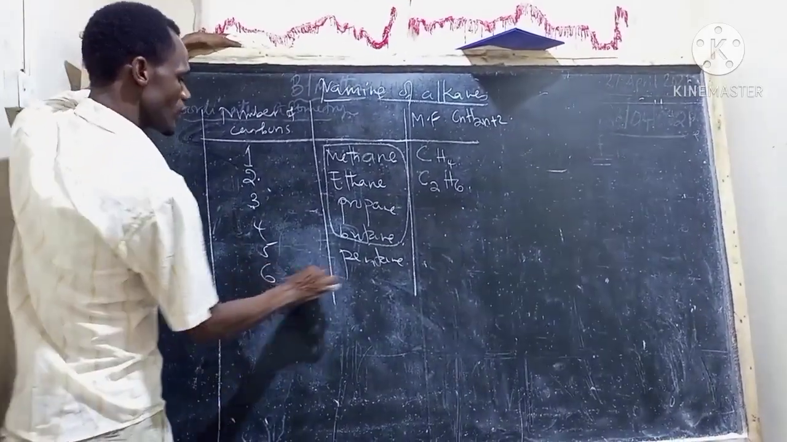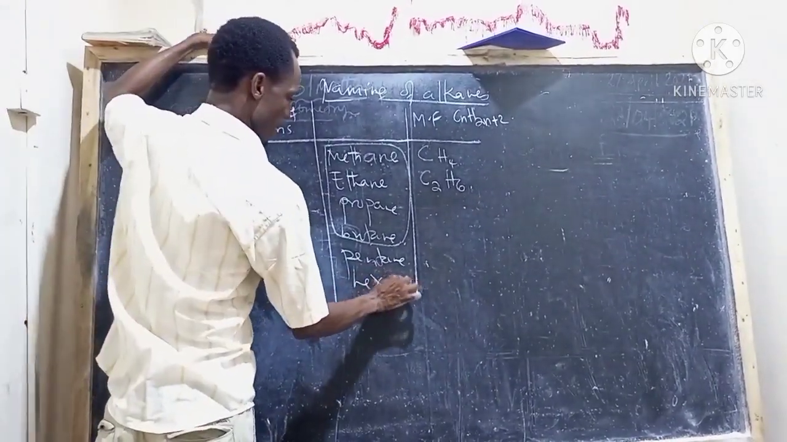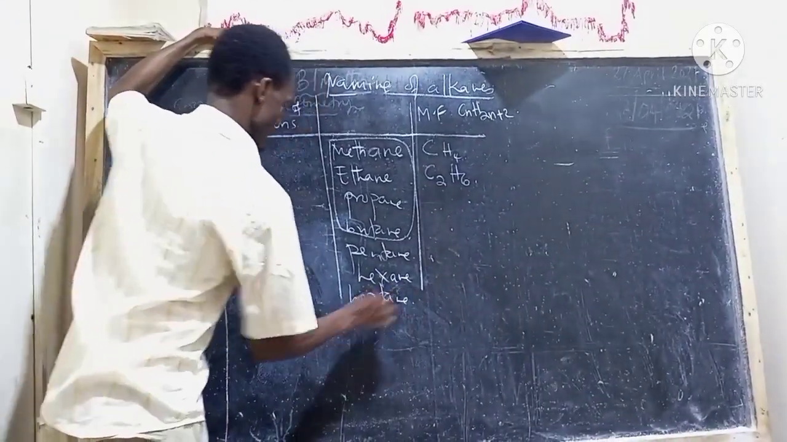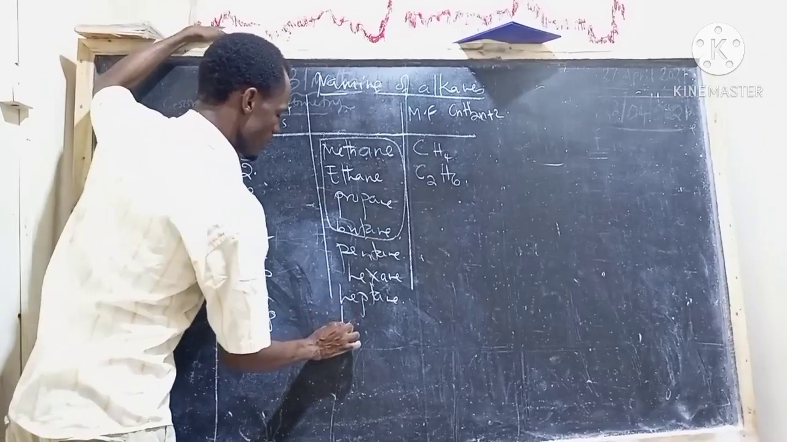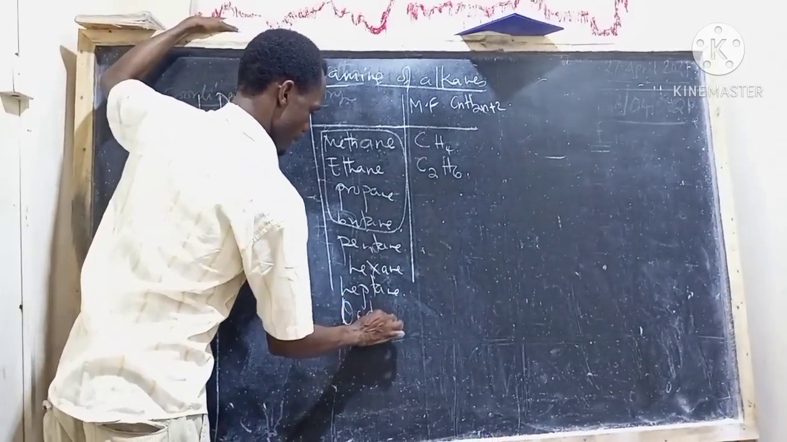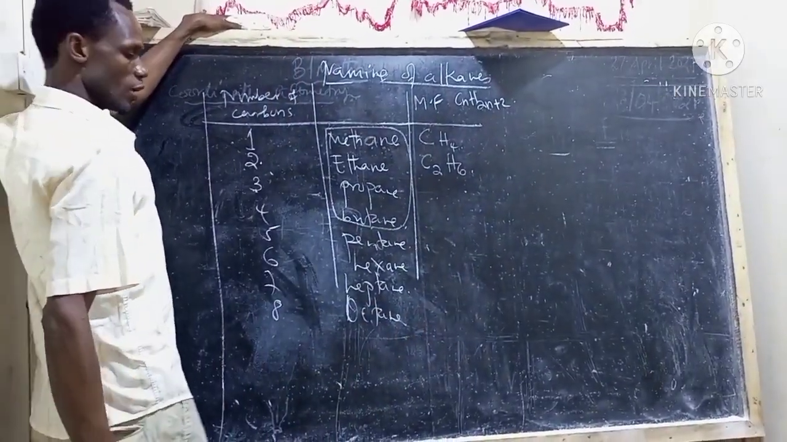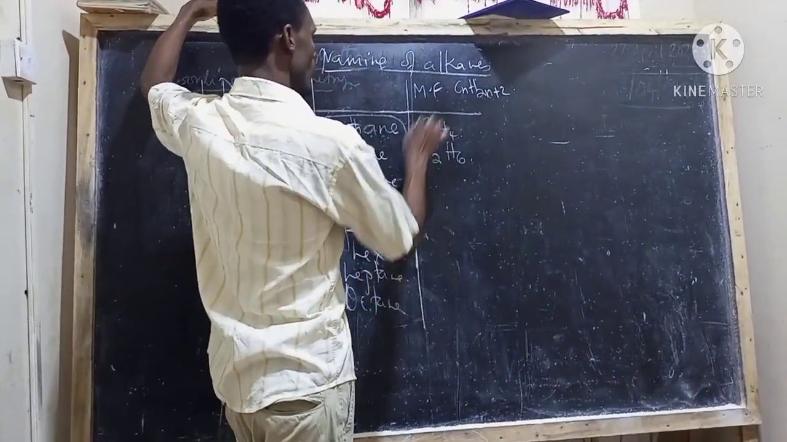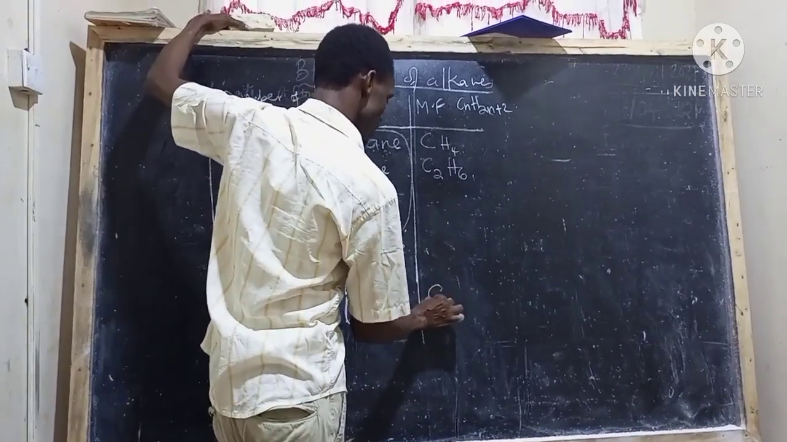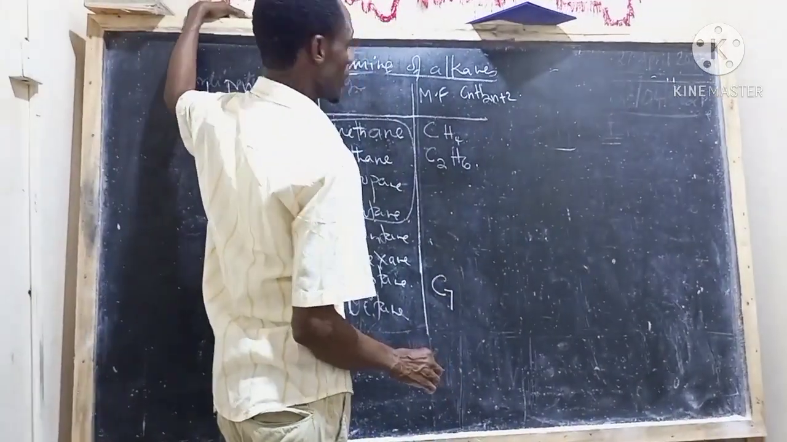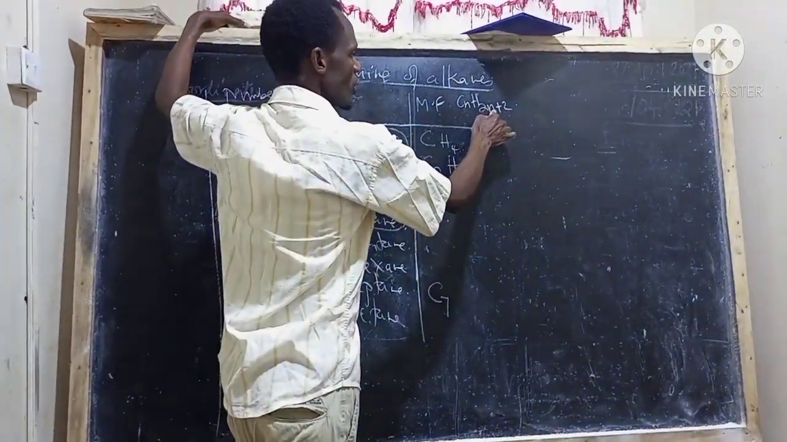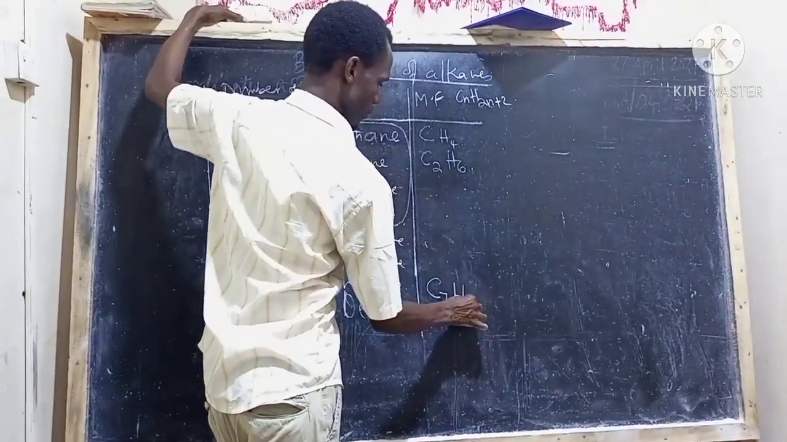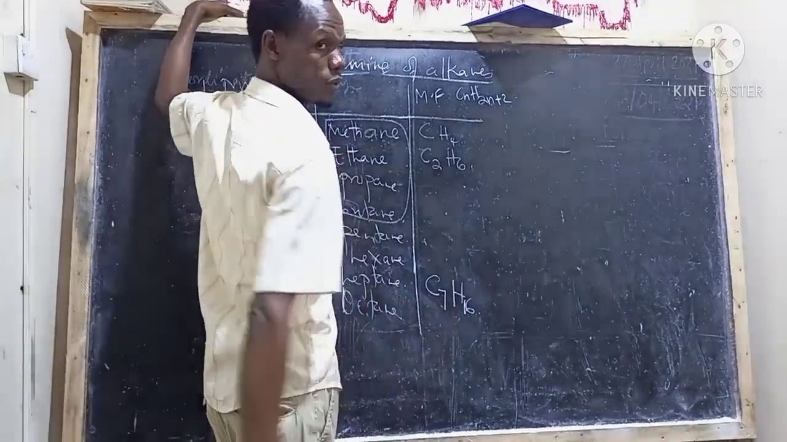Therefore, we have 6, hexane. We have 7, that is heptane. We have 8, that is octane. And so forth. If now you're talking about heptane, the molecular formula for heptane, carbons are 7. Then 2 times 7, 14, plus 2, we have 16. This is the molecular formula.